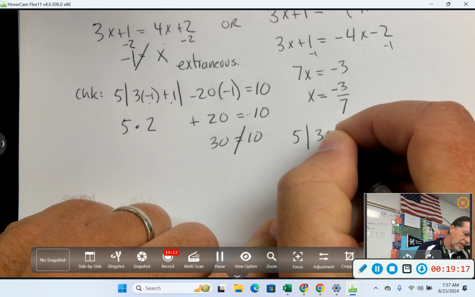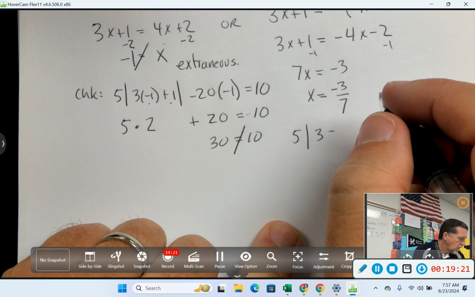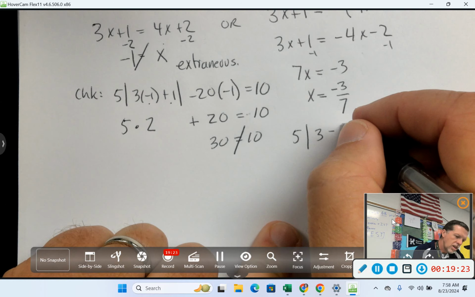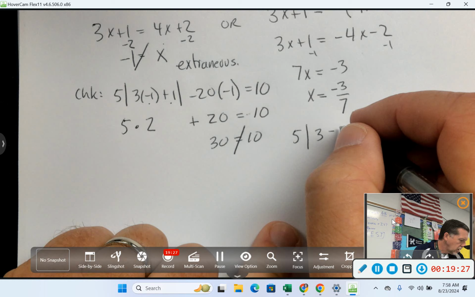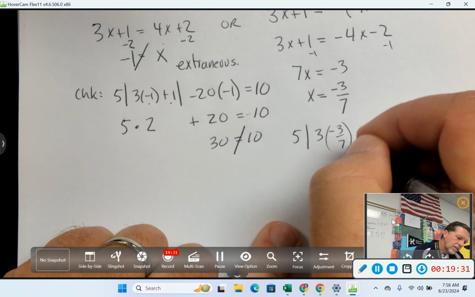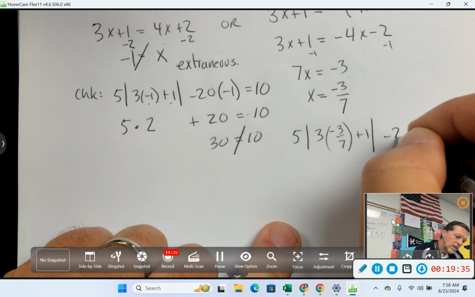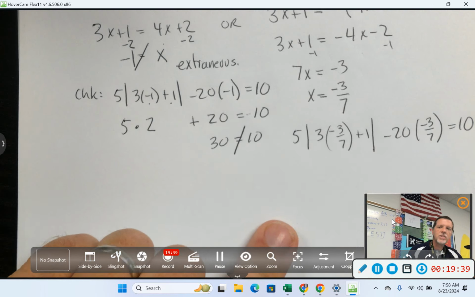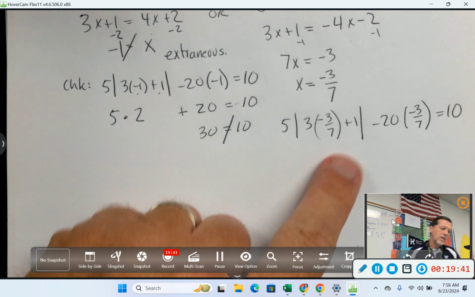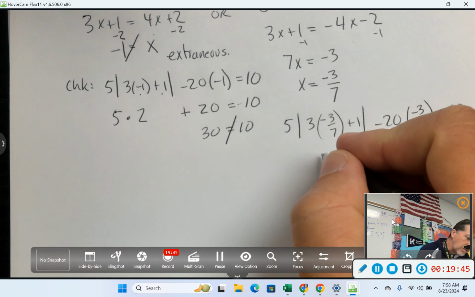So maybe 1 minus 2 is... If you did it that way, it might have worked. Three times negative 3/7. This is going to be yuck. Minus 20 times negative 3/7 equals 10. Oh, we get some more fraction practice here. Some of us need it.